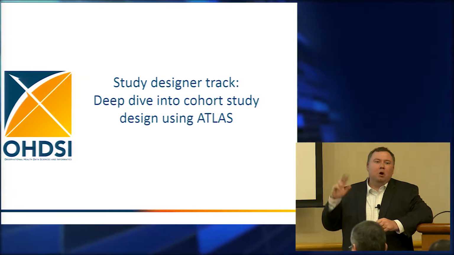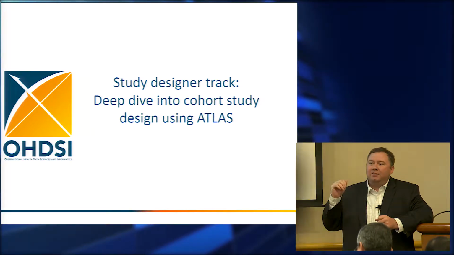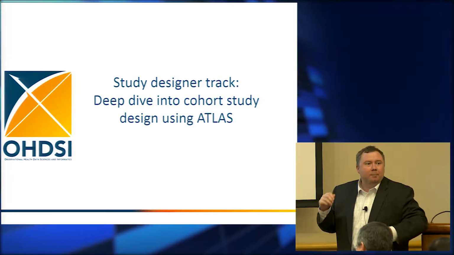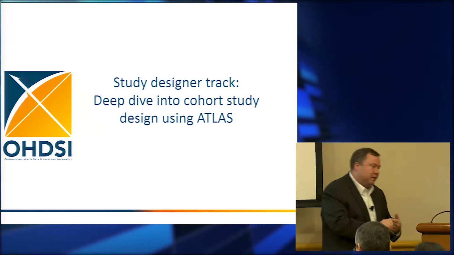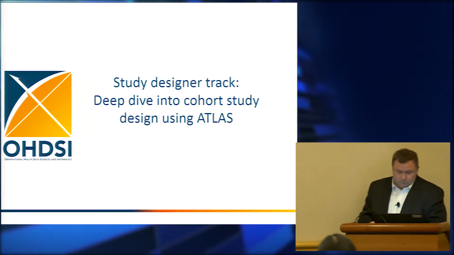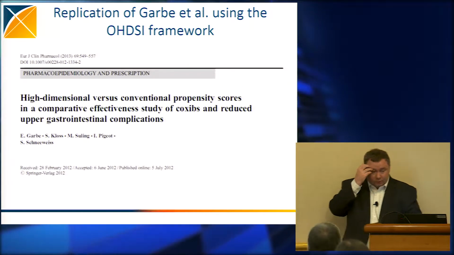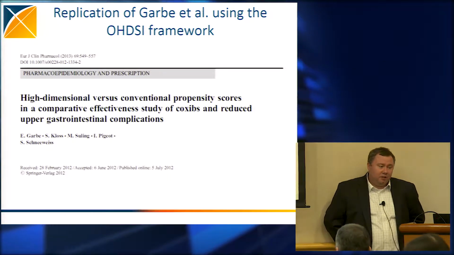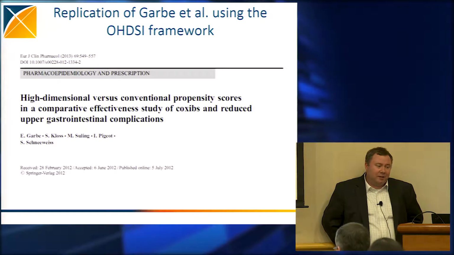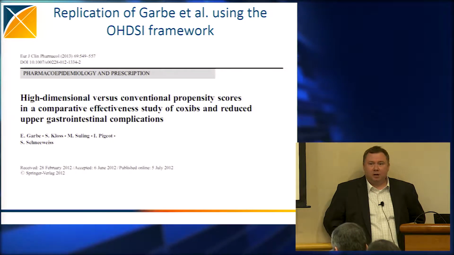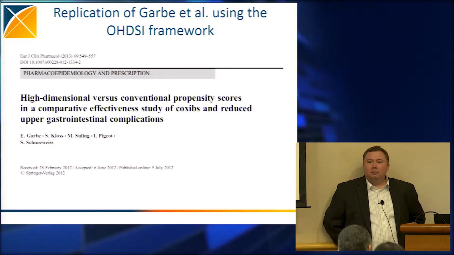All right, so most of you read the paper. So I will ask that all of you, if you got a hard copy, pull it out. If you've got it electronically, pull it up, because we're going to be making use of this throughout this exercise. So this paper was looking at high dimensional versus conventional propensity scores in the comparative effectiveness study of coxibs and reduced upper gastrointestinal complications by Garba et al.